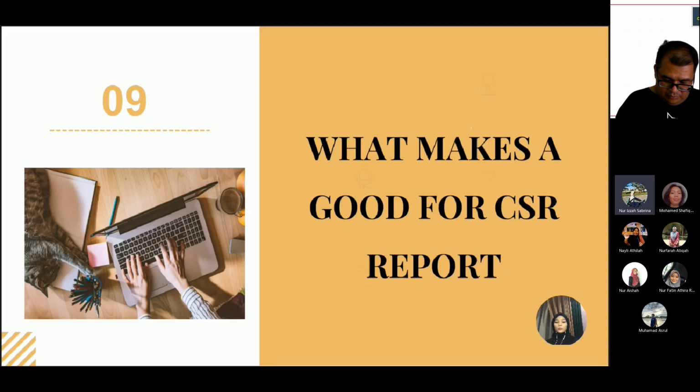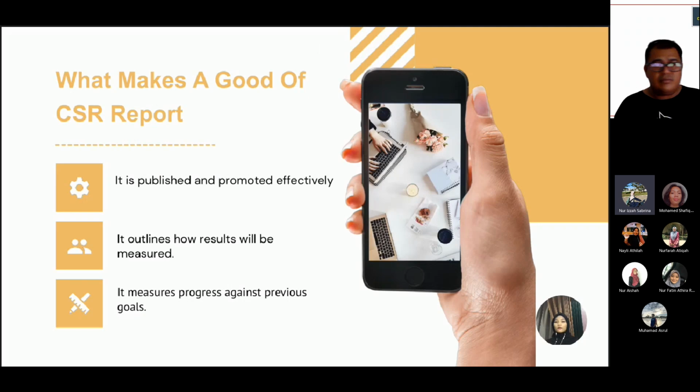Okay, now we look at what makes a good CSR report. On this slide, we have three main points. The first one is it is published and promoted effectively. That means a CSR report should be accessible both in terms of its type and how easily the general public can obtain it. Therefore, companies also should promote their CSR report and feature it prominently on their website so that they can reach their total potential audience.